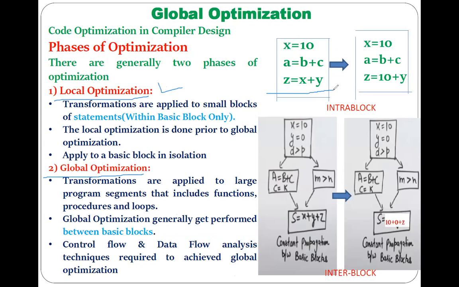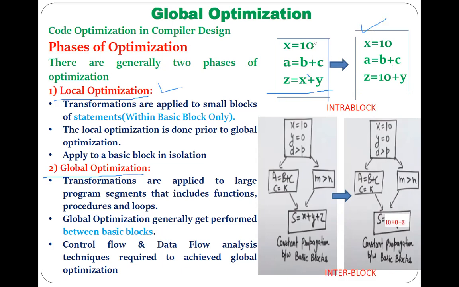For example, as I told you last time: x equal to 10, a equal to b plus c, z equal to x plus y. Now here you can see x equal to 10, a equal to b plus c. Instead of writing x, we have just written 10 in place of x. That is called constant propagation code optimization.